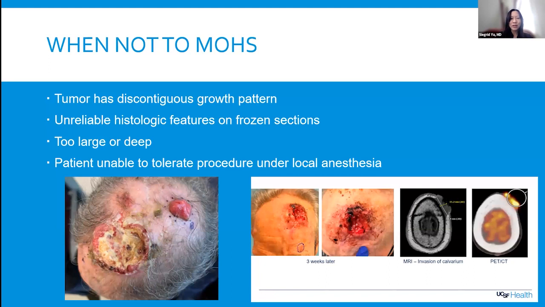I was asked to talk about when Mohs may not be appropriate or feasible. And in this situation, oftentimes it's tumors that don't grow contiguously. So there are some skip areas. We wouldn't be able to pick that up on Mohs surgery, such as this patient on the scalp that has probably a spread of his cancer. Tumors that are too large because it takes a long time to process these specimens, or perhaps ones that have unfortunately gone too deep, or if the patient is unable to tolerate the procedure under local anesthesia. All of our procedures in dermatology and Mohs surgery in particular are under local anesthesia.